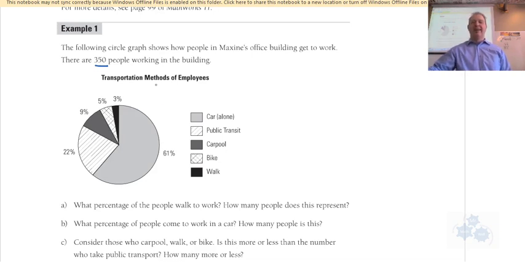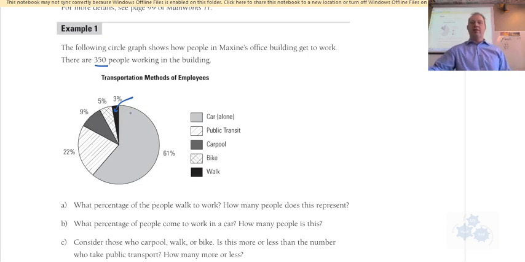Notice that on the pie chart, the circle graph, these are percentages. They're not numbers, not a number of people. So we have to do some figuring if we want to find how many people walk. Here's the walk, the black part. We know that 3% of people walk. The reason pie charts are in percents is because the whole circle is 100% of everything that's being considered, right?